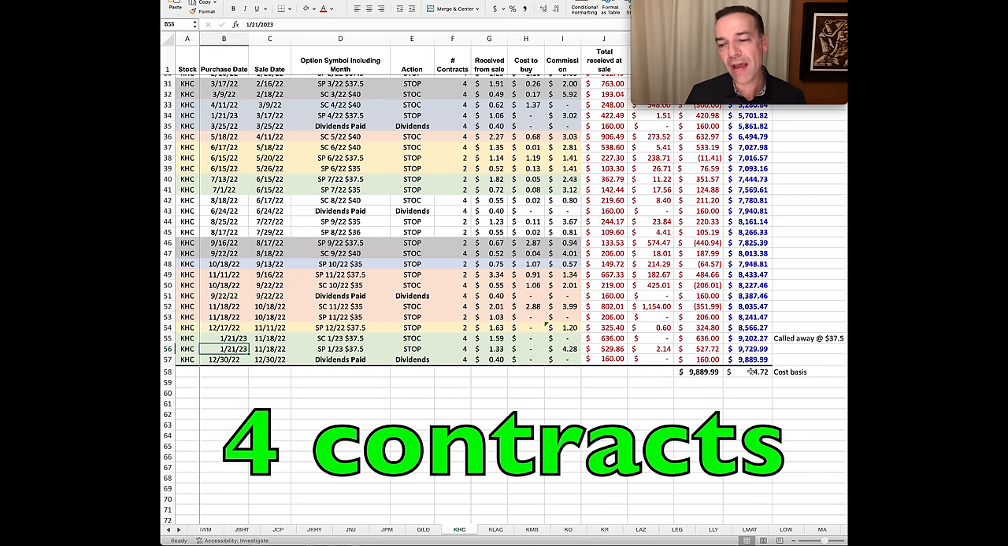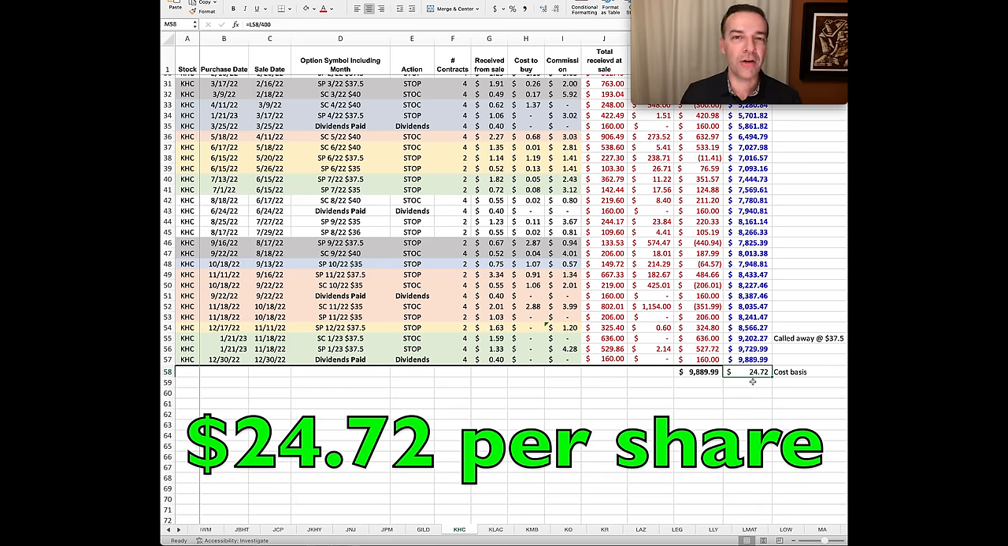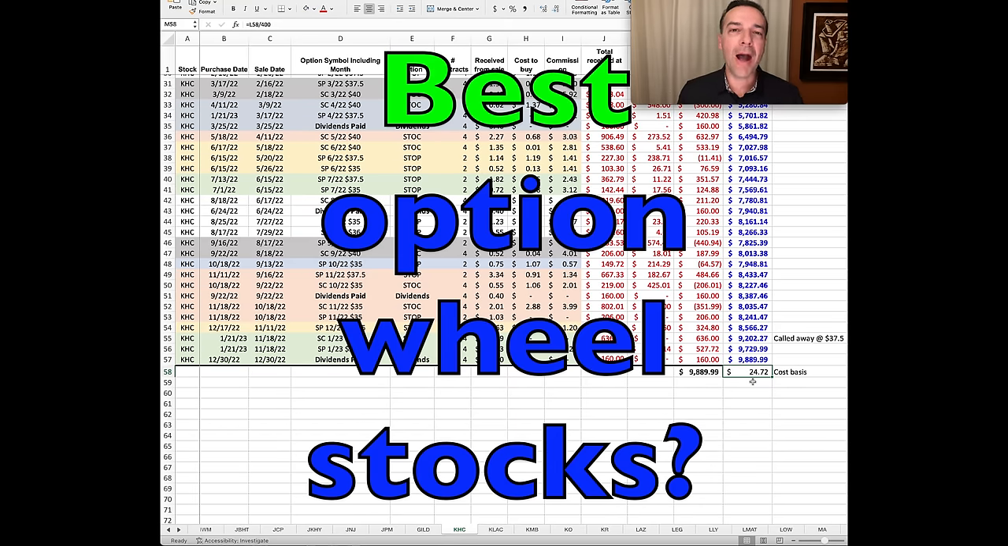But here you see that on average, we've been trading 4 contracts in Kraft Heinz. And notice that we've collected almost $25 per share over the past 3.5 years by trading the option wheel strategy in Kraft Heinz. So what does it take to be a top option wheel stock?